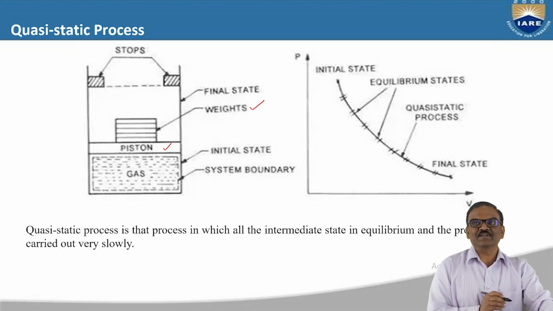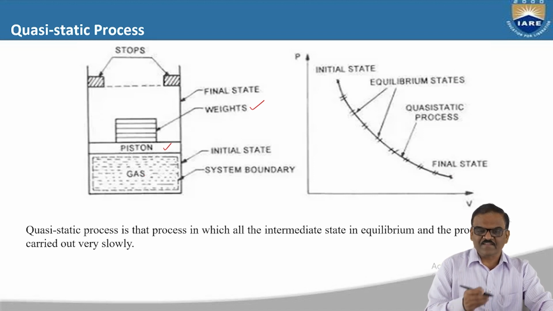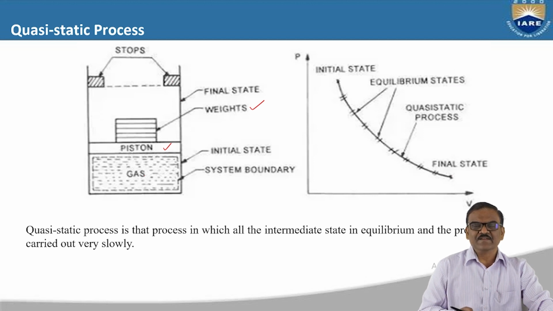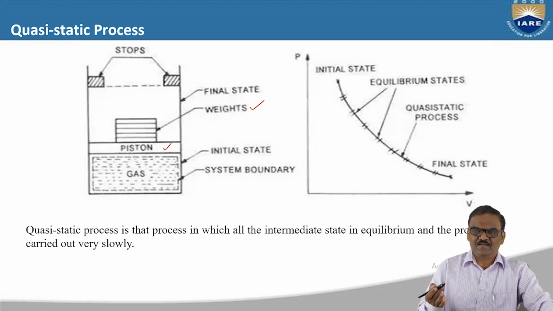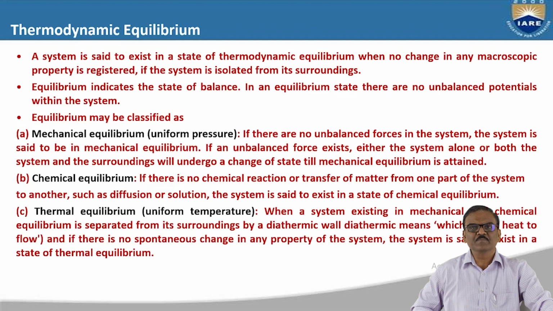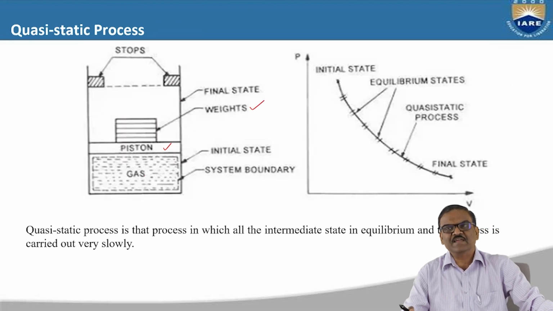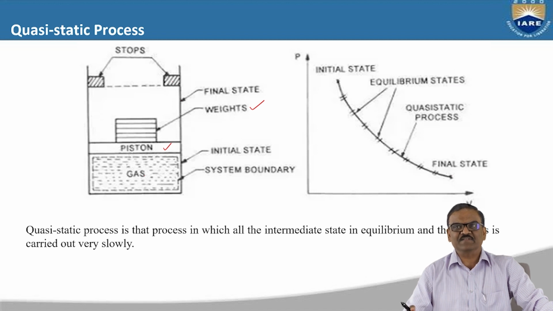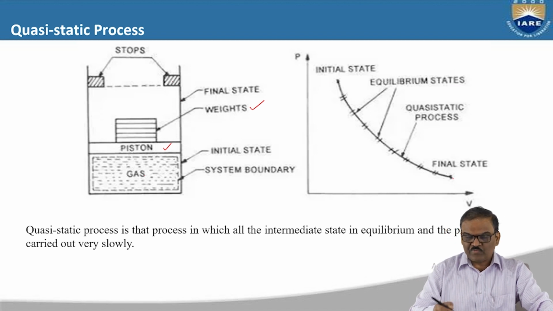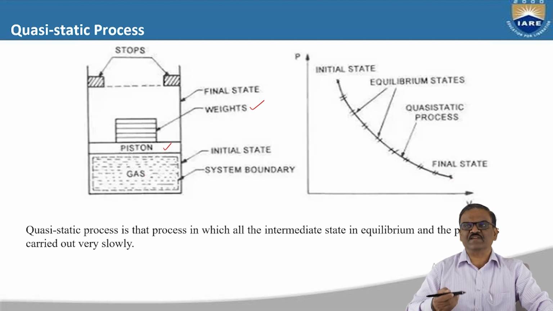Then what is the equilibrium state? As we have just discussed, there are three equilibrium states that will exist: mechanical equilibrium, chemical equilibrium, and thermal equilibrium. That means pressure, then temperature, and also the other parameter. What did we say about the other parameter? Chemical equilibrium: there will not be any chemical reaction taking place. So from initial to final, there can be intermediate equilibrium states.